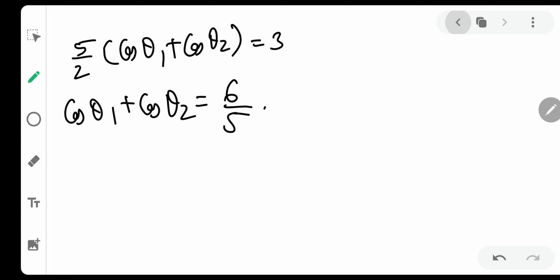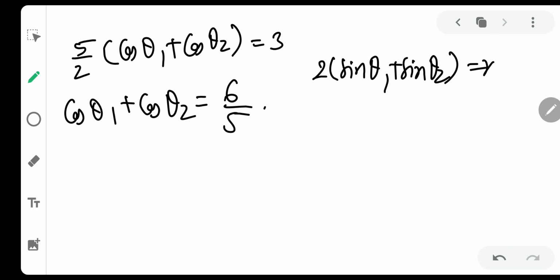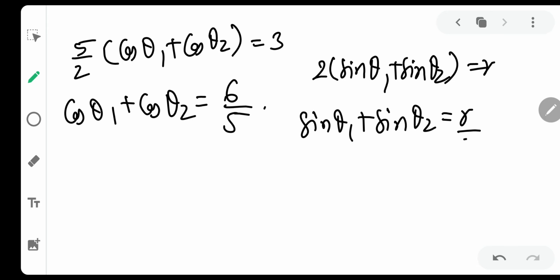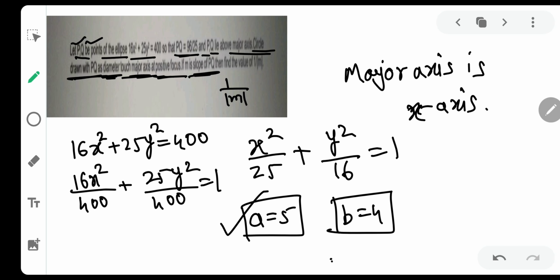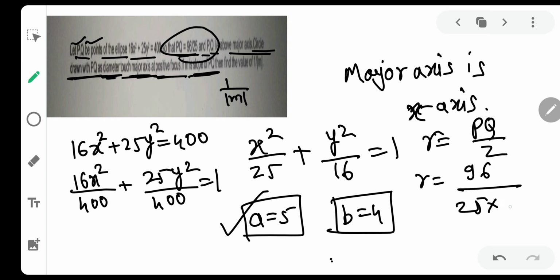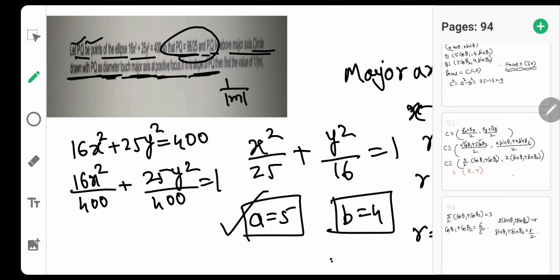And then the next point was 2 (sin theta 1 plus sin theta 2), which is equal to r. So sin theta 1 plus sin theta 2 is equal to the radius of the circle divided by 2. Now do we know the radius of the circle? I think we know, because they have given us PQ as the diameter, which is 96 by 25. So radius will be equal to diameter by 2, which is 48 by 25. So the radius of the circle is 48 by 25.